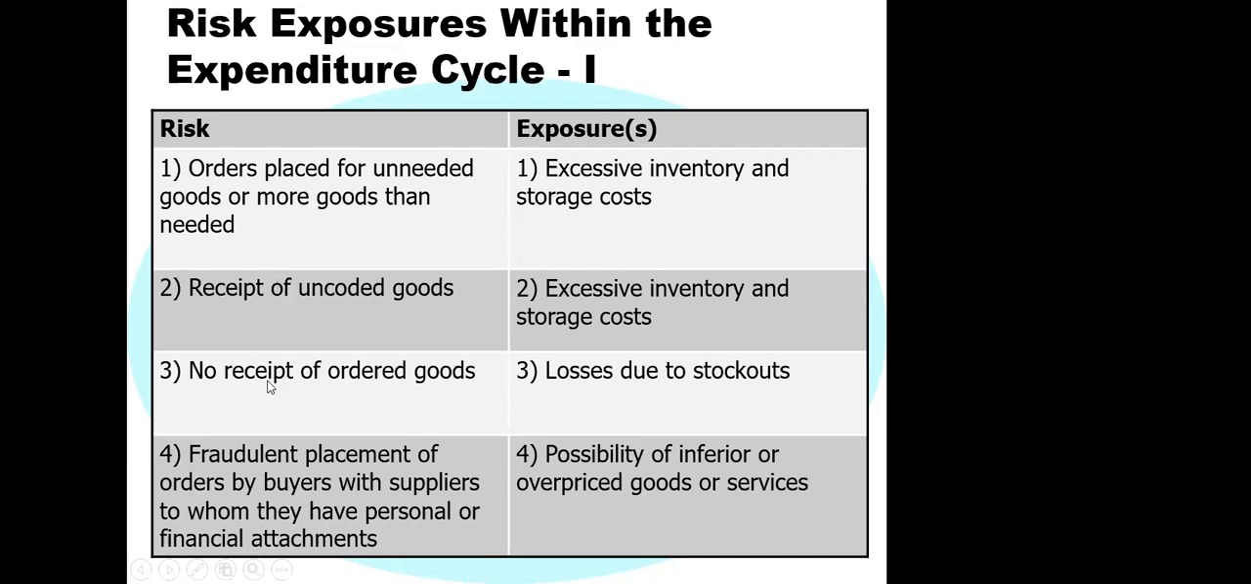Uncoded goods, no receipt of ordered goods. Of course, you're going to lose money because you didn't know that you have it and it's in the warehouse. Fraudulent, okay, all kinds of fraud by buyers and suppliers. So sometimes because of overpricing, you'll see that it does happen.